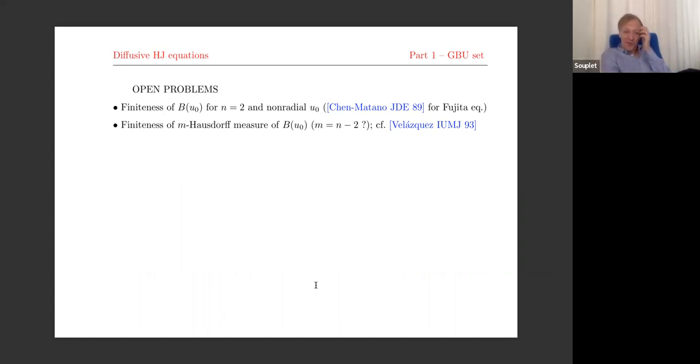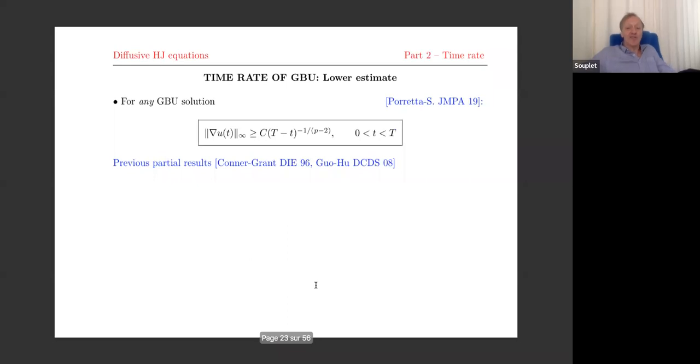And now if you go even to more sophisticated things, if you remember Velázquez's famous paper on the finiteness of the Hausdorff measure of the blow-up set for the Fujita equation, we would expect the m-dimensional Hausdorff measure of the blow-up set to be finite for m equals n minus 2, but it's again an open problem, because the tools used by Velázquez, and specifically the energy structure, the variational structure of the problem, is not available. Okay, now let's go to the second topic.